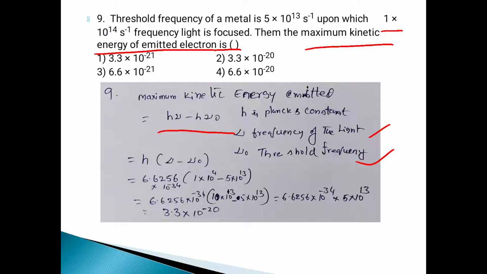Then as per the calculation that has been done, we can easily calculate it. It is 3 into 10 to the power of minus 20. The option is 2. Okay, that's it; next we will go to the 10th one.